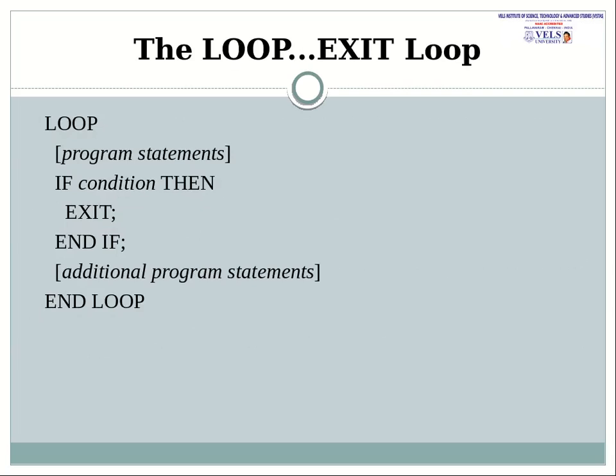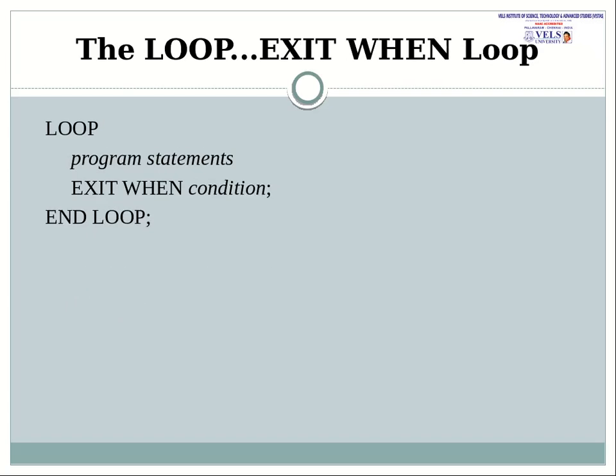This is a simple syntax for the loop exit structure. Loop, program statements, a list of executable program statements inside this loop structure. If condition, then exit, end if. Here additional program statements can be included after the end if statement and before end loop. Next one is loop exit when. Here loop, program statements, and exit when the condition is true, it executes the program statements. After that end loop is executed.